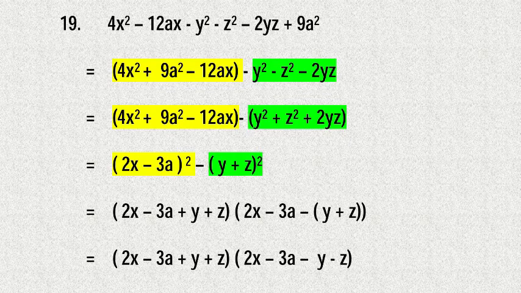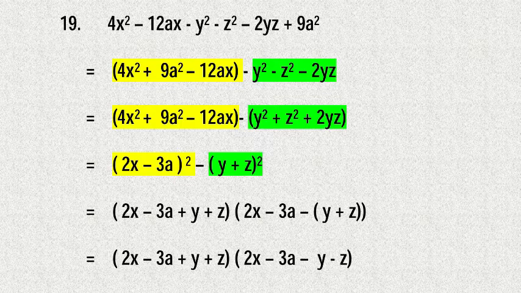I have done the regrouping by keeping in mind 12ax as the base. That means, if 12ax is there, I searched for x square and a square terms. So the x square term is 4x square. I just cross-checked by the trial and error method. 4x square can be expressed as 2x whole square. 9a square can be expressed as 3a whole square. So 4x square plus 9a square minus 12ax will form a group.